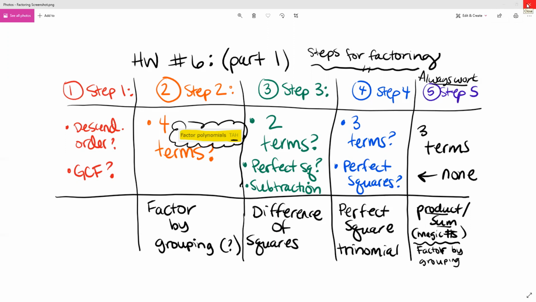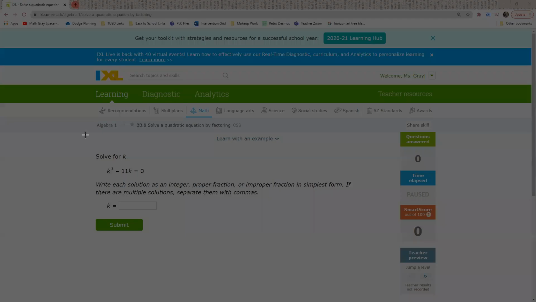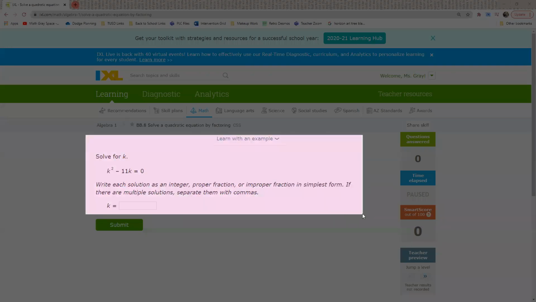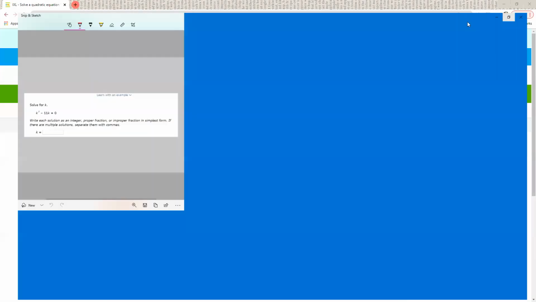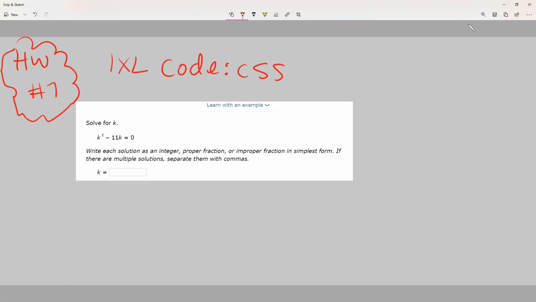Okay, so close that. This was the first problem that I got from IXL when I typed in code CSS. So I'm going to screenshot that. Okay, so this is IXL code CSS, and this is for homework number 7. This is the first topic out of 2.